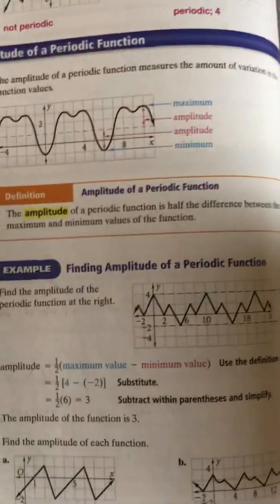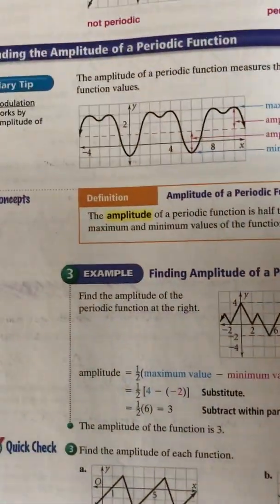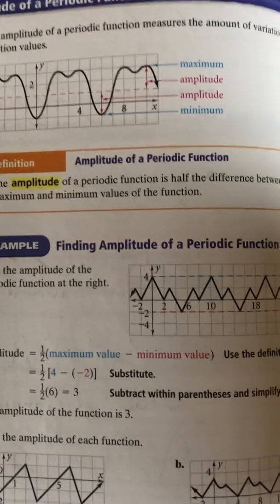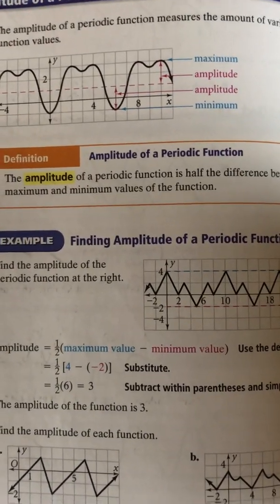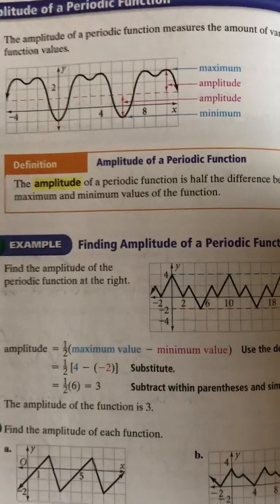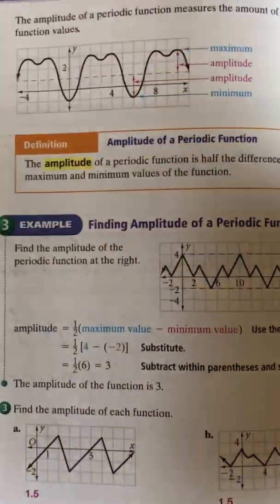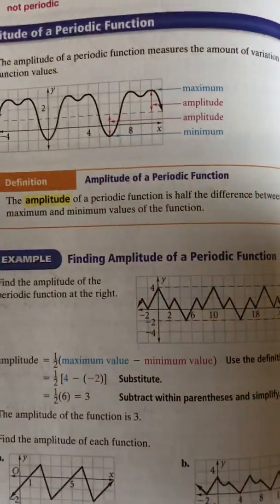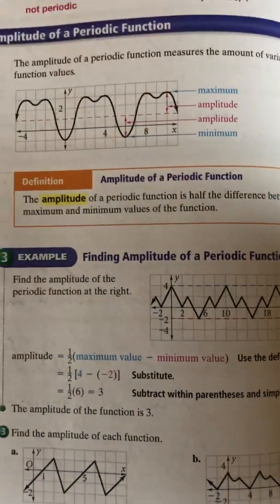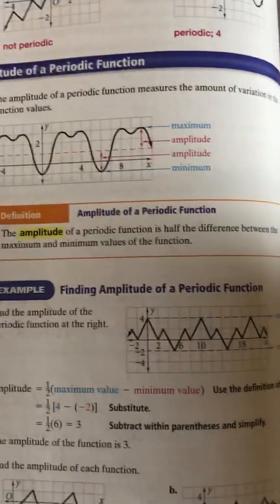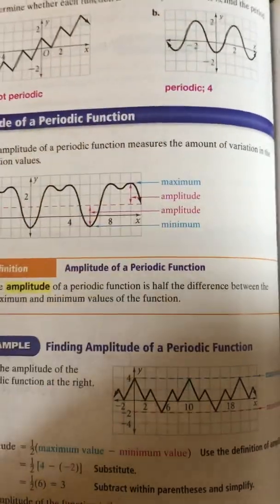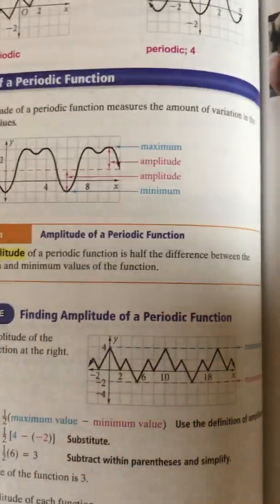What I want you to do is go ahead and do quick check number 3 at the bottom of the page. If you saw the answers, that's okay, but go ahead and do it on your own. Find the amplitude of each of these. I'd like you to also find the period, and also draw a cycle for A and B, quick check A and B. Go ahead and find the period also of example 3.